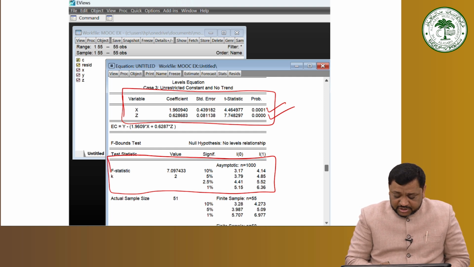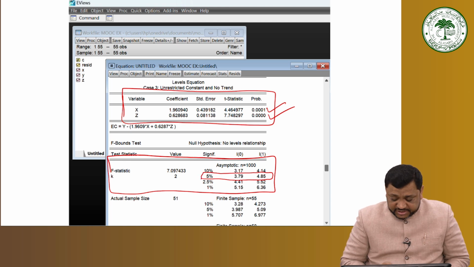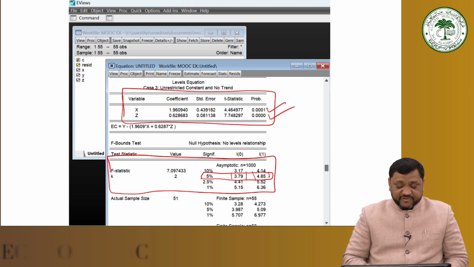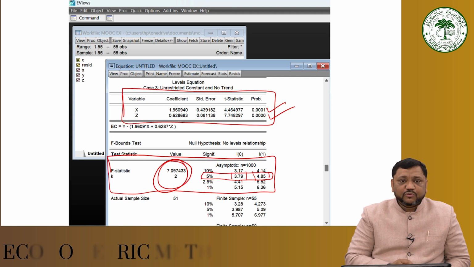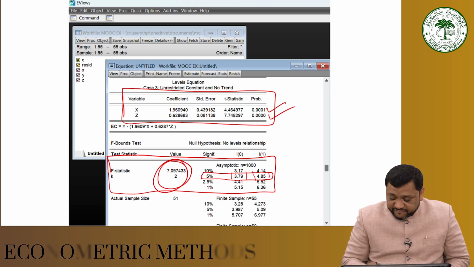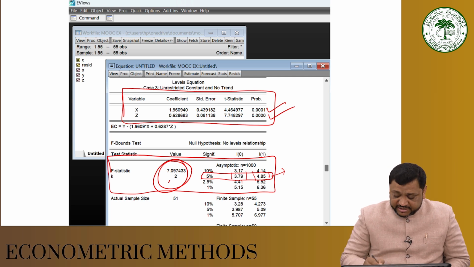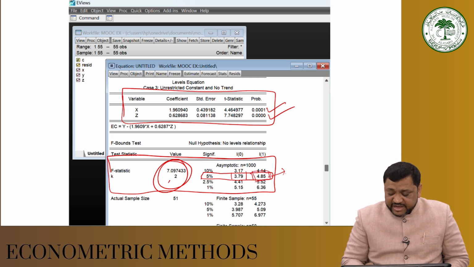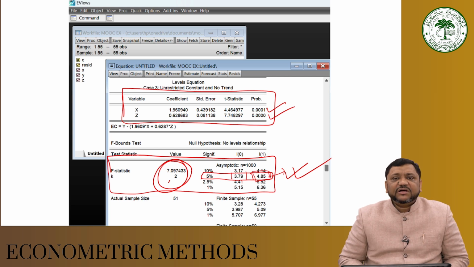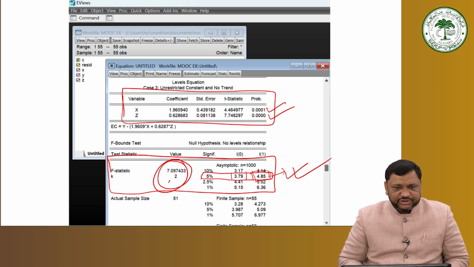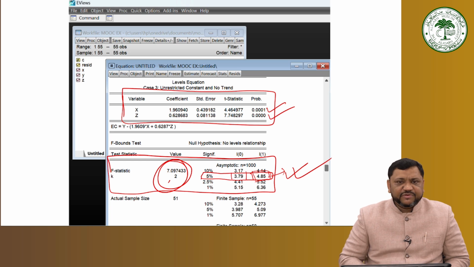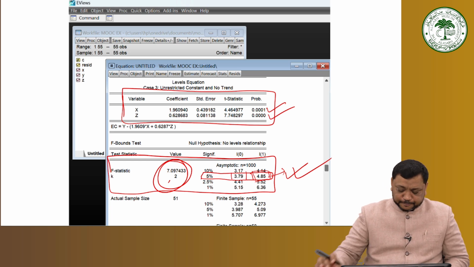In the bounds test, normally we do the testing at 5% level of significance. At 5% level of significance, the lower value is 3.79 and the upper value is 4.85. My F statistic value should be more than 4.85. In this case, it is 7.09, which is more than 4.85. Hence, we can say that there is a long run co-integrating relationship between the variables x, y and z.